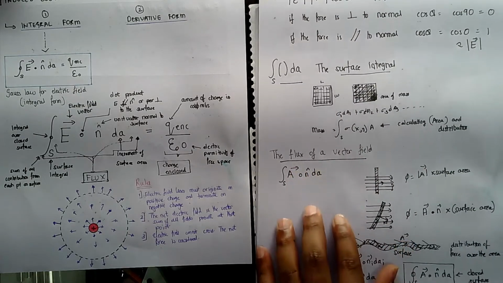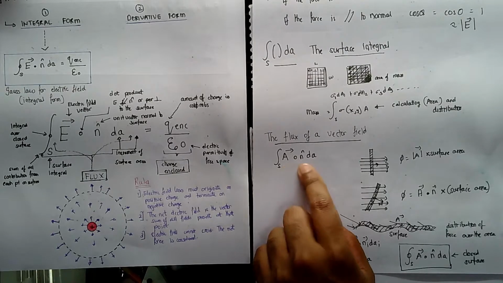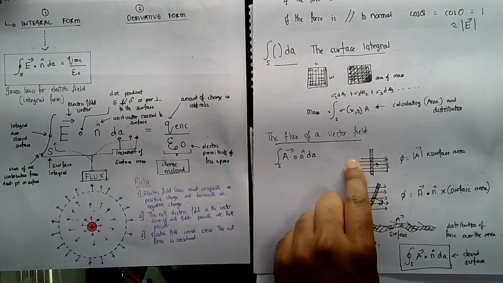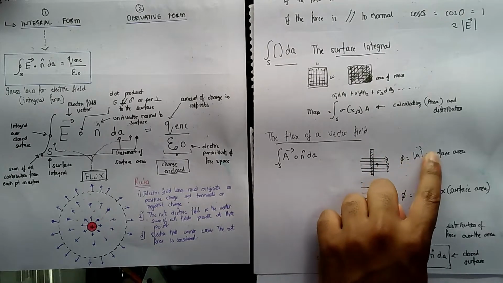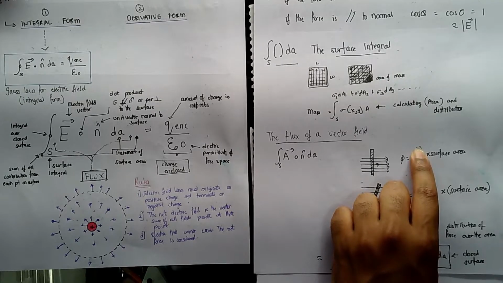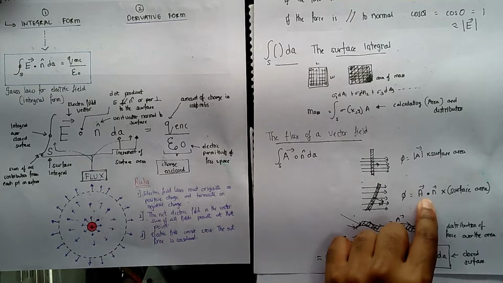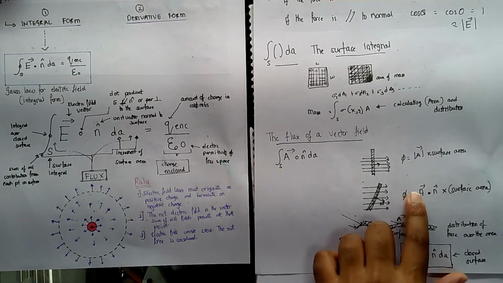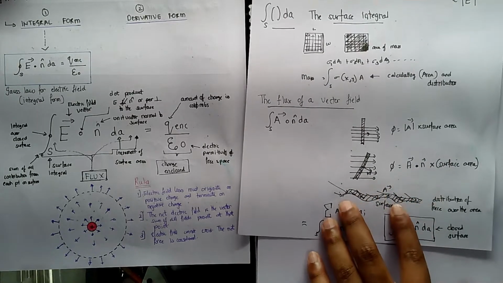In a similar way, for the vector field that we have over here, A dot n over the surface area. Now, if everything is normal, parallel to the normal of this field, the flux is going to be A into the surface area, because everything is normal to it. There's going to be the full magnitude. If there's an angle to it, then you'll have A dot n into the surface area. All right.